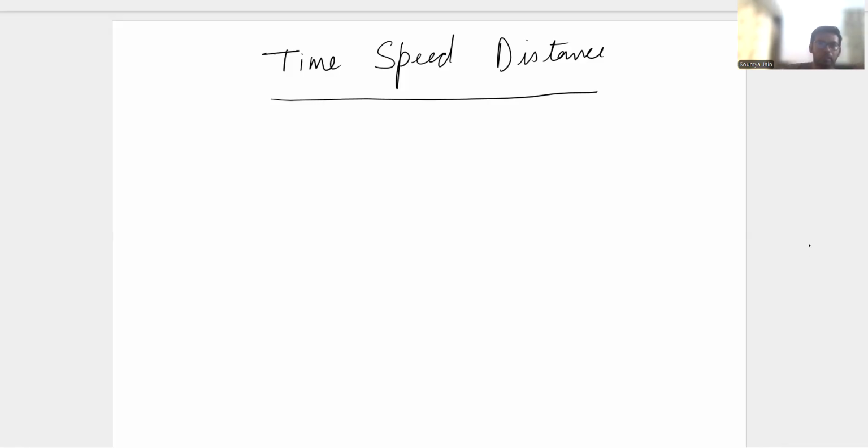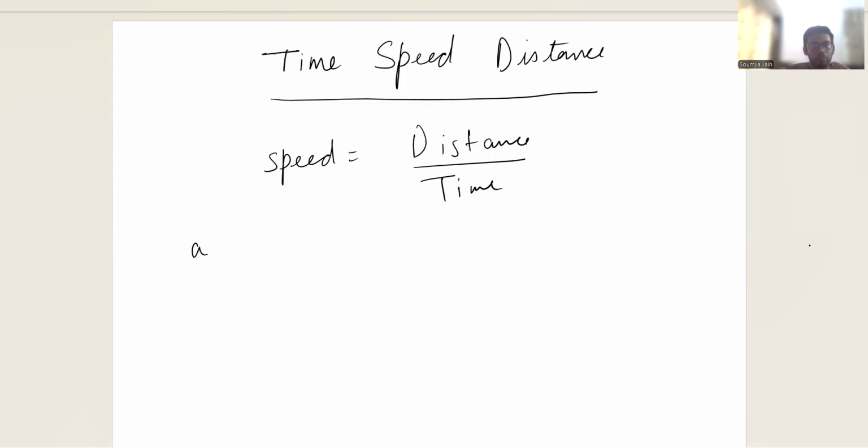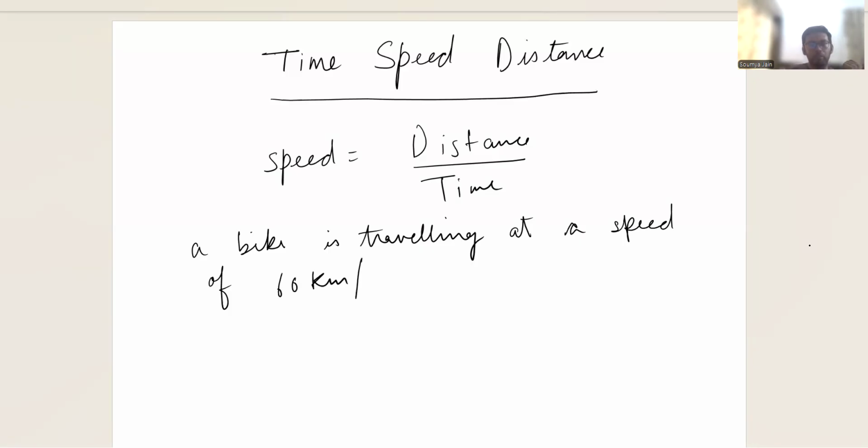Now, first of all, let's understand what speed is. What is speed? Mathematically speaking, speed is nothing but distance by time. ठीक है. Now, if I say कि a motorbike is traveling at a speed of, let's say, 60 kilometer per hour.